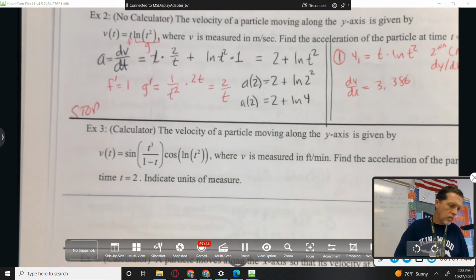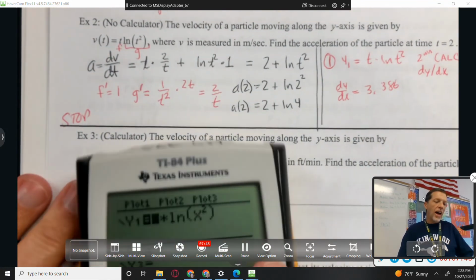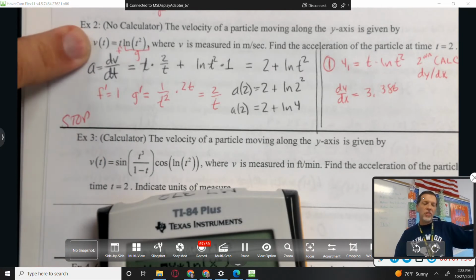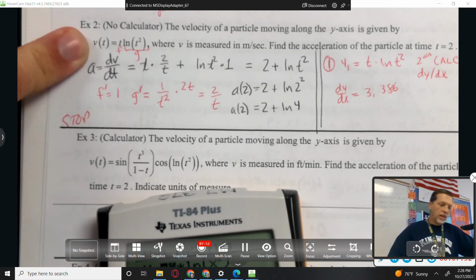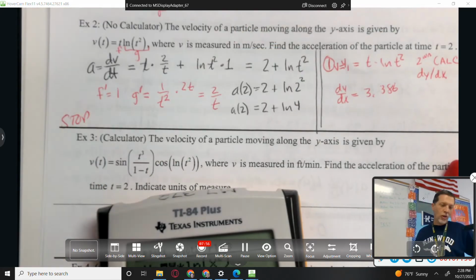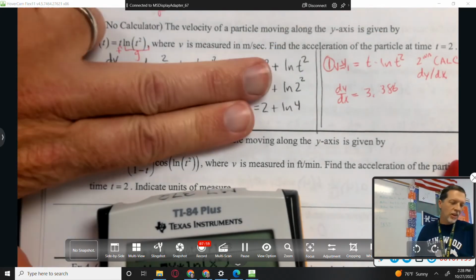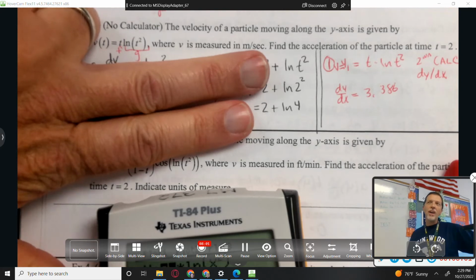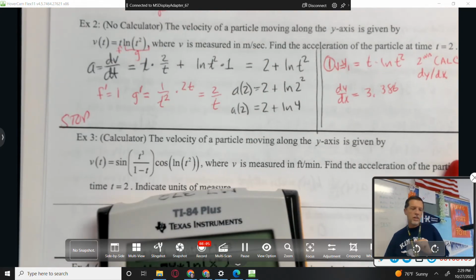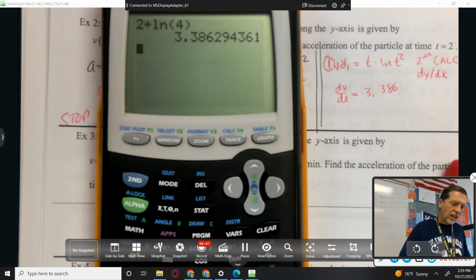Okay, because I plugged in the original into the calculator. Oh, right. I don't want to have to take a derivative. That's the whole point of using the calculator. You know what? The calculator can find a derivative. All I have to do is plug in the original. Yeah, it's cheating.